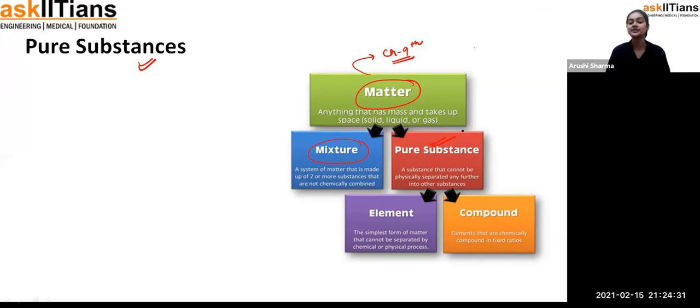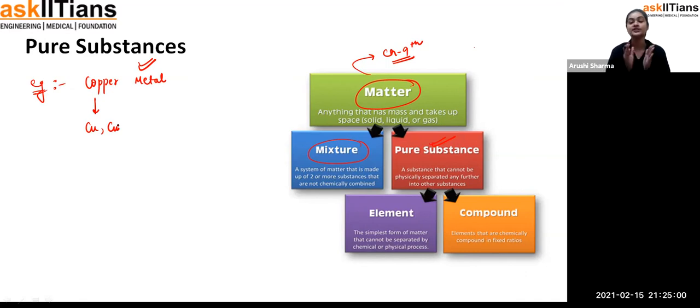For example, student, if I say copper metal, that means this copper metal will have only copper in it. There will not be any other component present in it. So such substances, student, which have only one particular type of element, or only one type of component, we call them pure substances. That means it will not contain any other substance in it.